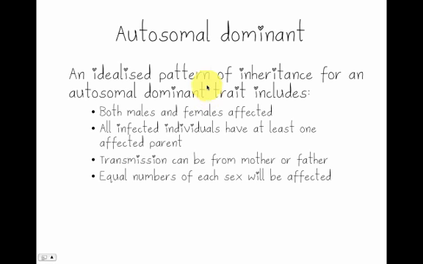First of all, we're going to look at autosomal dominant. So those traits that are carried on an autosome. So it could be any of those 22 pairs, maybe 1, 4, 6, etc. And it's a dominant trait. So an idealized pattern would show that both males and females are affected, usually in equal numbers. All affected individuals have at least one affected parent, and transmission can be from either the mum or the dad.